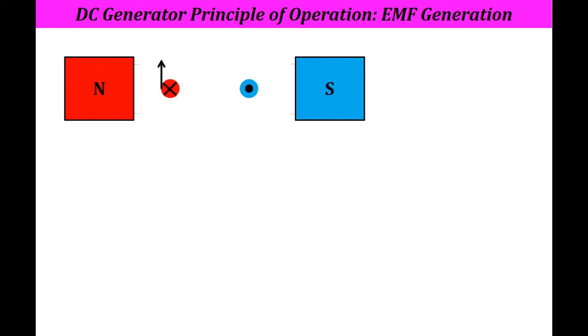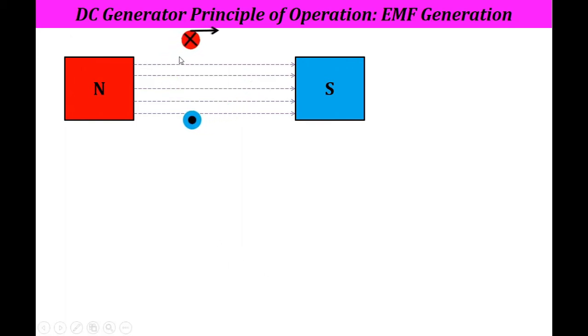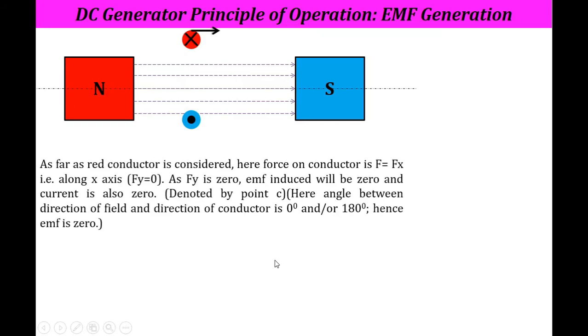Now again here we will see that very clearly. This is the rotation. At 90 degrees, what happens here? As far as the red conductor is considered, the force on the conductor at this position is along the x-axis. So F equals Fx, and here Fy will be equal to 0. Therefore, as Fy is 0, the EMF induced will be 0, and therefore the current is also 0, which is denoted by point C.